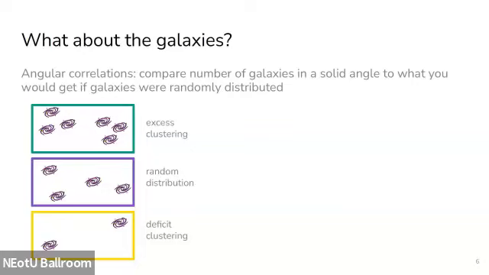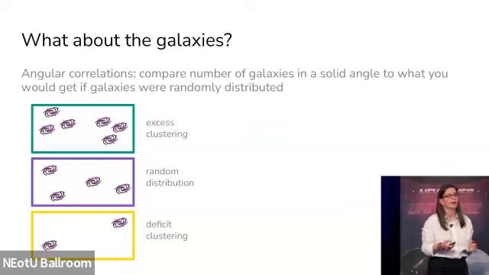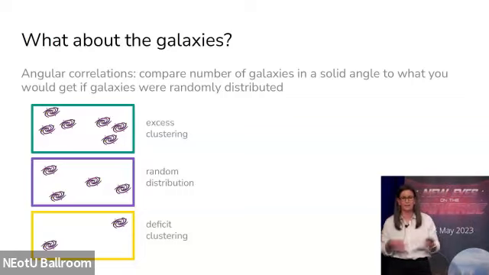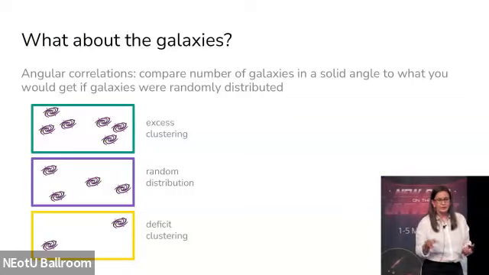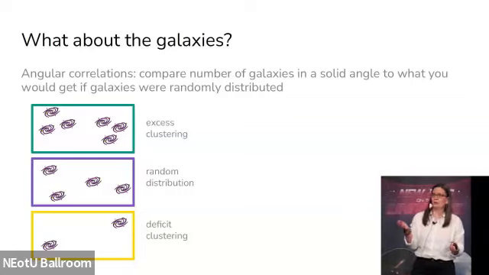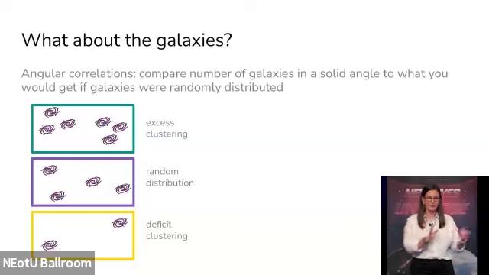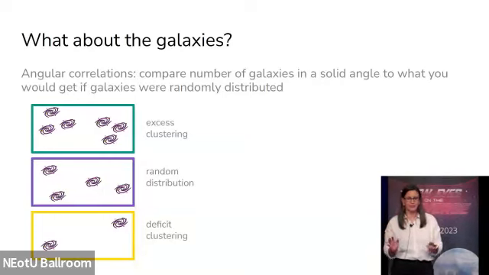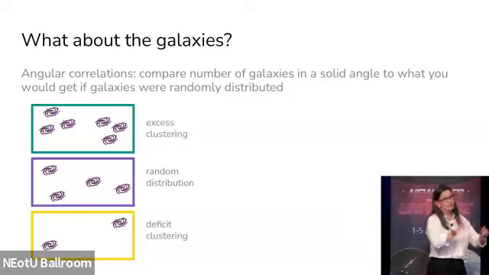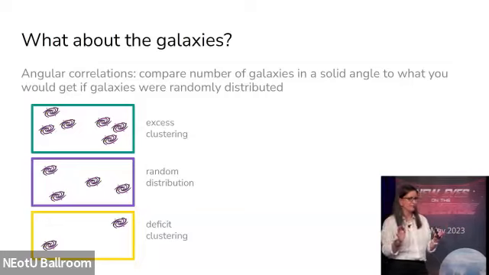Okay, so that's the gas, but what about the galaxies? One of the things you can do is look at angular correlations of galaxies to understand the distribution of the large-scale structure in the universe. Angular correlations, for those of you who don't know about this, is very simply comparing the number of galaxies in a solid angle to what you would get if those galaxies were distributed randomly on the sky. There's a lot more detail to this, but this is just the basic concept.